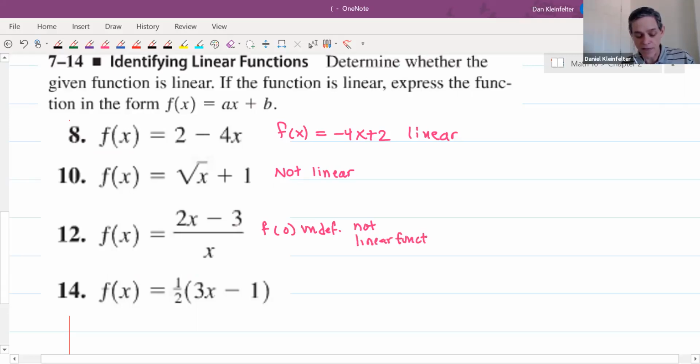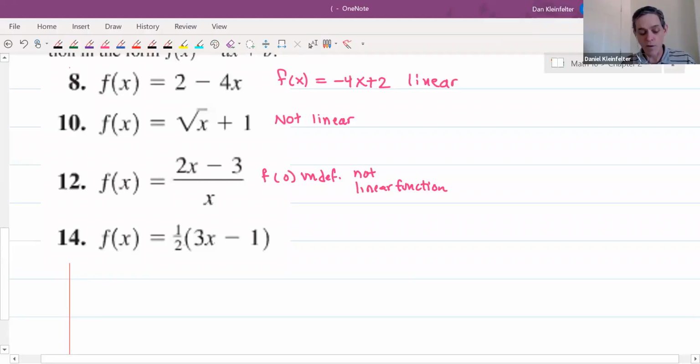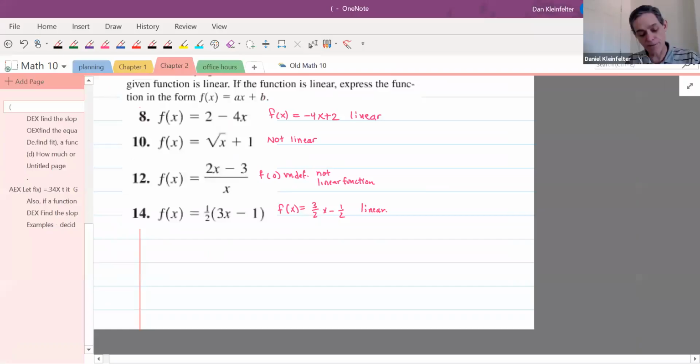Because as we said, a linear function has domain all real numbers. Okay, here we have 1/2 times (3x minus 1). If we distribute the parentheses, we'll have 3/2 x minus 1/2, and that looks linear. So there we could tell by looking that it is a linear function. Okay, so let's continue.